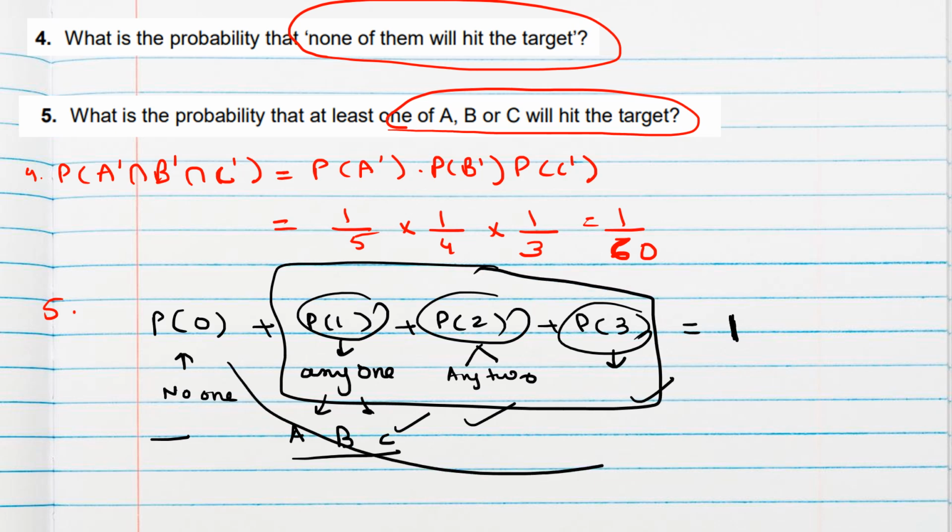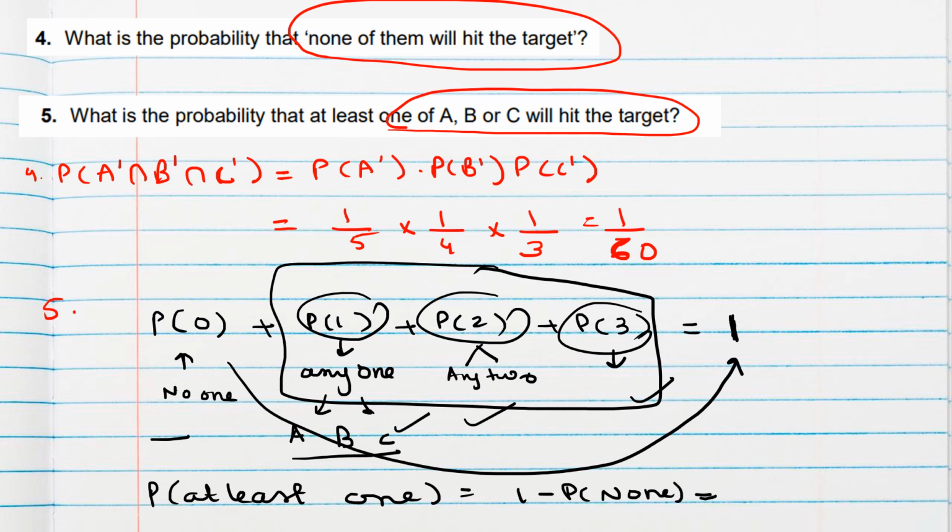We will find 1 minus P of 0, which means no one hits the target. Okay, so probability of at least one will be 1 minus probability of none, which we know already from question number 4. 1 by 60. So final answer will be 59 by 60.